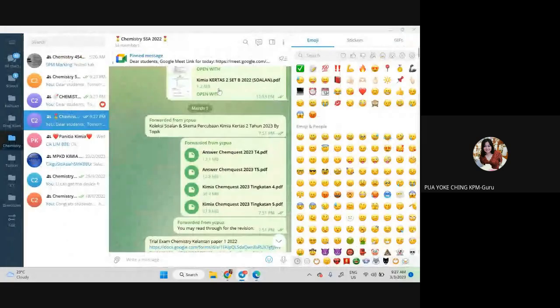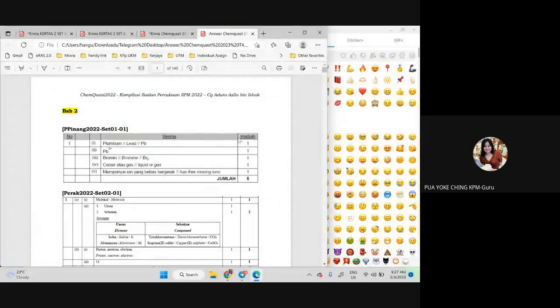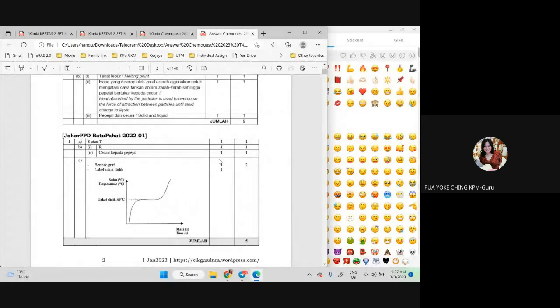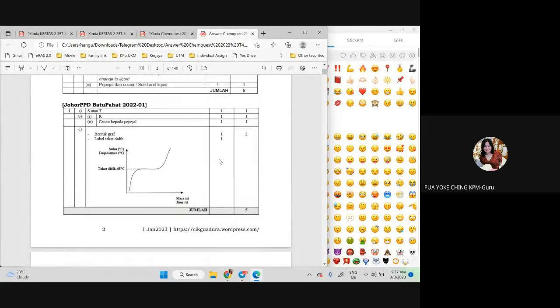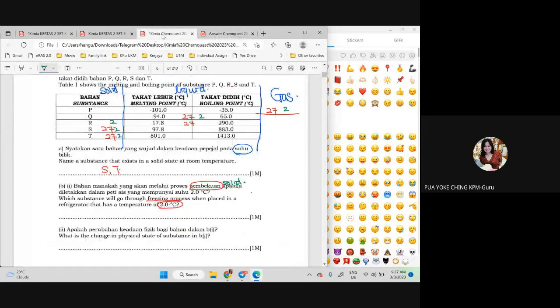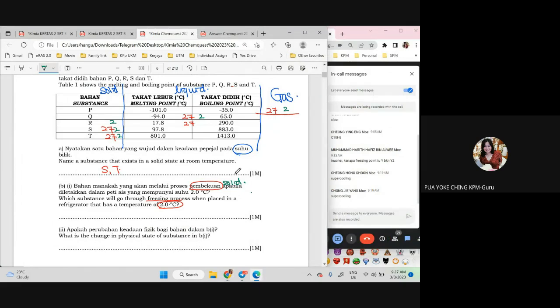Ona, I'm a bit curious with the answer. R. Cecair kepada pepejal. Okay. So I know. Okay. Kita tengok soalan ini. This is from Batu Pahat. Untuk B1. Okay. Kalau 2 degree Celsius, RST also is a solid.